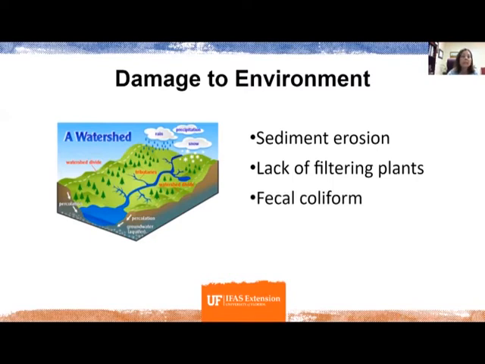So we've got sediment erosion. That means little pieces of sand and things eroding. And we've got lack of filtering plants, because those pitcher plants filter out a lot of bad things, and other plants filter out a lot of the contaminants. And then we have fecal coliform. That just means that the pigs are pooping, and that bacteria that's naturally in pig poop makes it into our water, and that's gross.